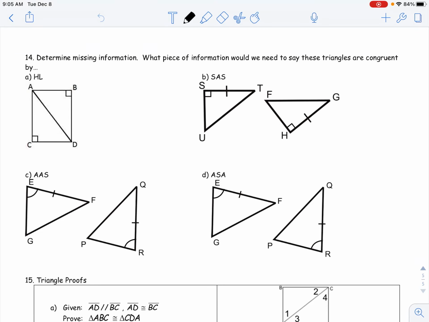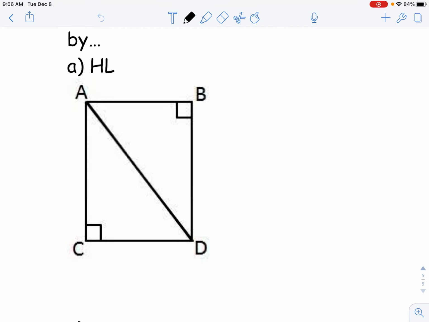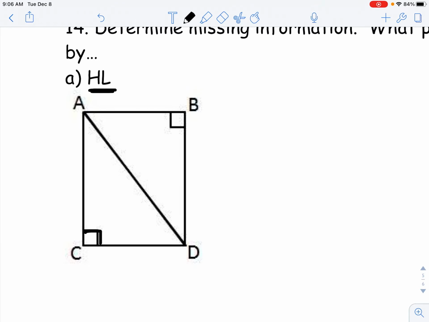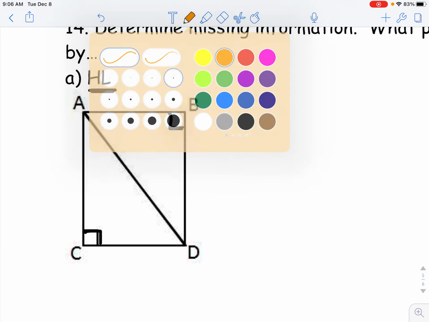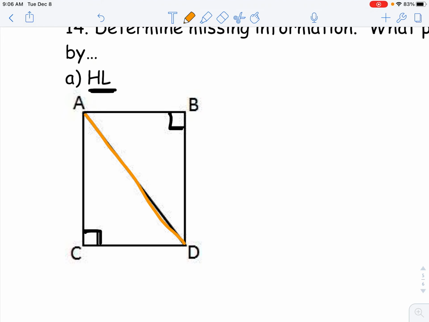All right, students, for this last video, we're going to start out by determining the missing information. What piece of information would you need to say these triangles are congruent by? So this first one, we're saying HL. So we already have the right triangles. Nice. Next, we have this shared side, which is congruent by reflexive property, which is actually the hypotenuse.